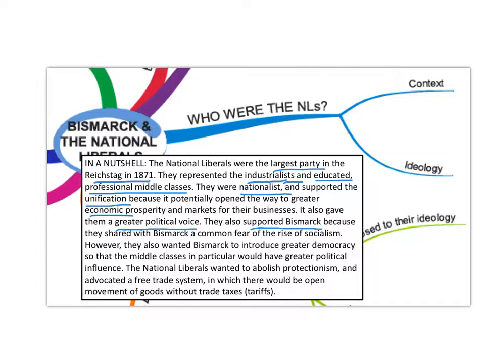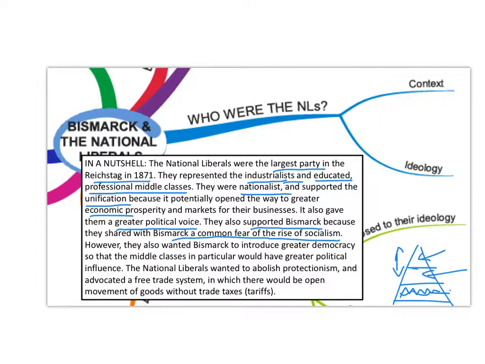An additional reason to back Bismarck is that they, like Bismarck, were afraid of the rise of socialism. Think of our social pyramid. Bismarck was from the upper class, and here the National Liberals are the middle classes, and socialism was growing at the bottom. So it made sense for these two classes, the upper and the middle, to rally together in a sense because of that common fear of the rise of socialism, which we've covered in a previous lesson.